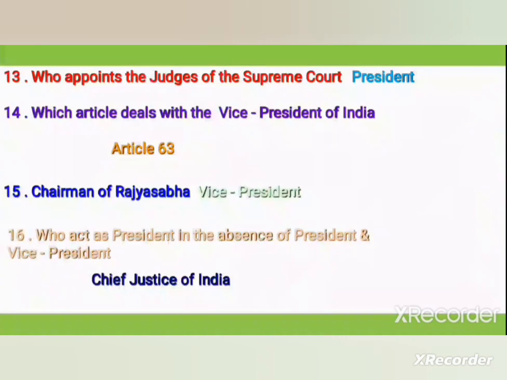13th question, who appoints the judges of the Supreme Court? President. 14th question, which article deals with the Vice President of India? Article 63. 15th question, who is the chairman of Rajya Sabha? Vice President of India, also the chairman of Rajya Sabha. 16th question, who acts as the president in the absence of president and vice president? Chief Justice of India acts as the president in the absence of president and vice president.